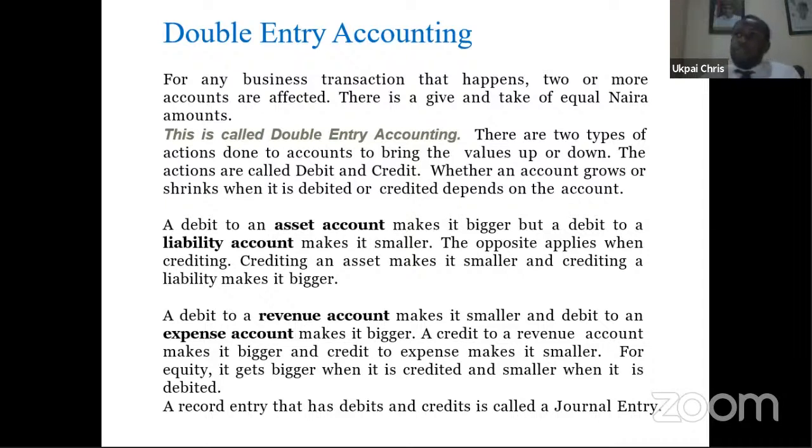So a debit to a revenue account makes it smaller. It will reduce your revenue because you are giving back the money you have recorded that you have earned. You are giving it back. Am I communicating? And a debit to an expense account makes it bigger, because you are spending. Every expense must be debited. Am I communicating? Can we continue?